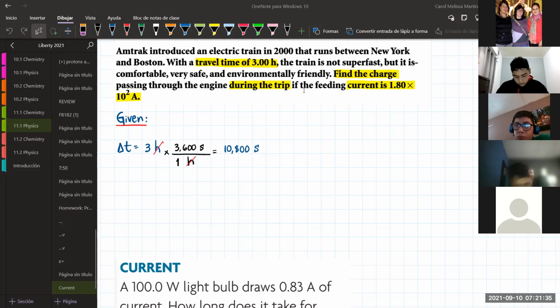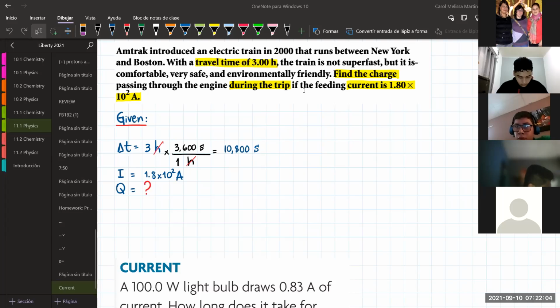So it says find the charge. So I'm going to look for the charge. And they're giving me the current, okay? The feeding current is 1.8 times 10 to the second power. So current is equal to 1.8 times 10 to the second power. These are amperes. So I need to find Q.